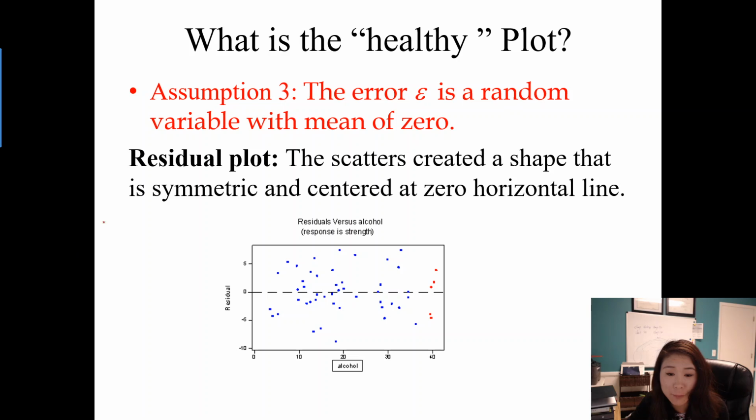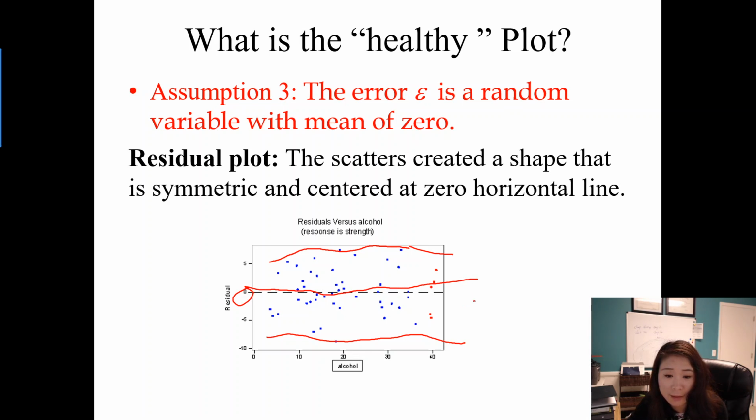So what we are looking for here is the scatter creating a shape that is symmetric and centered at the 0 horizontal line. If you look at this chart, we said this is not violating my assumption. If I can find an edge of my scatter, then you will be able to picture a shape, right? The shape is like a horizontal band, because we're using the same chart as we used in the previous one. So the key here is we're going to look at this horizontal band, whether this is symmetric and whether the center is at this 0 horizontal line.